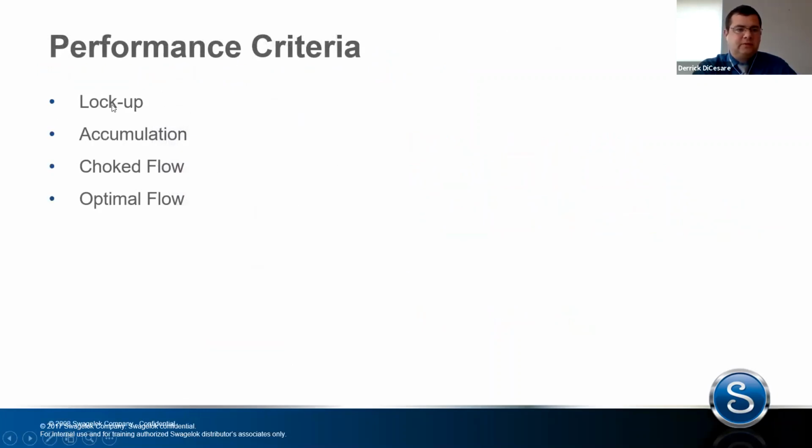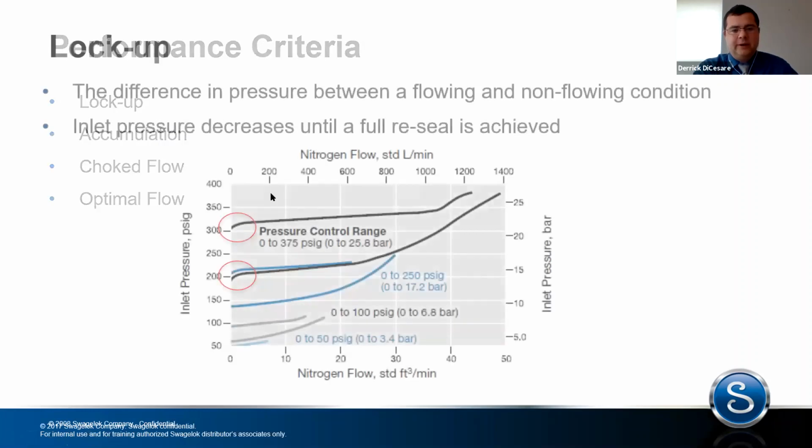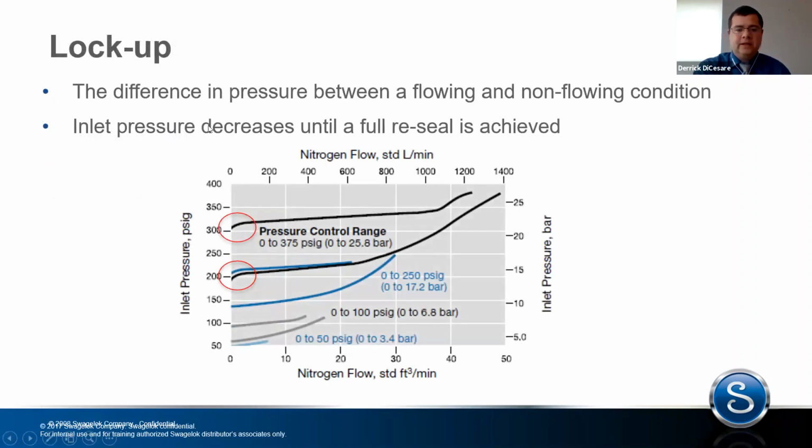We have some similar terms from a performance standpoint on a back pressure regulator. Lockup is still going to be the difference between a flowing and non-flowing condition. And your inlet pressure is going to decrease until you reseat. So similar to a relief valve, a proportional relief valve, as we increase the flow through the component, you're going to see the inlet pressure rise to try and keep up with it.